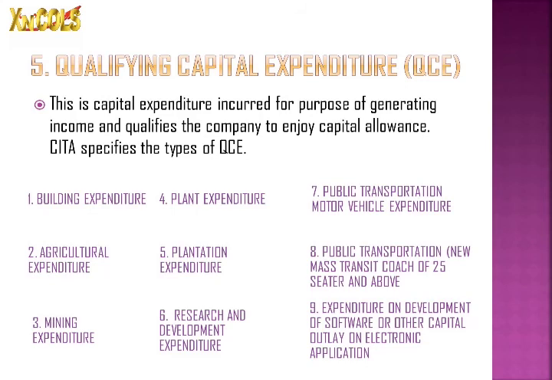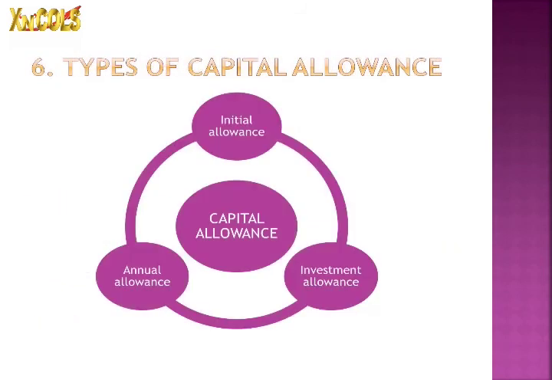The next thing I want to look at are types of capital allowances. You have initial allowance, annual allowance, and investment allowance. The initial allowance is granted once in the year of acquisition of the asset. It doesn't matter when the asset was acquired within the year. There's no prorating. Even if you use the asset for only 1 year, you get it once and for all.